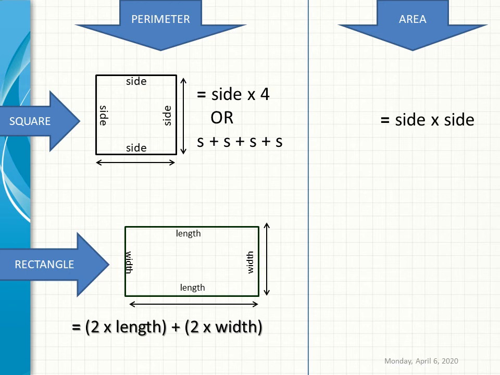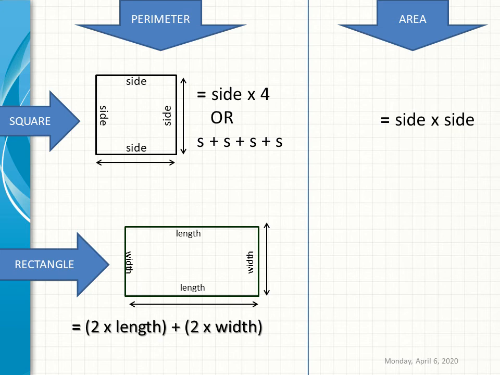Another thing you can do is to add length plus length plus width plus width. It will give you the perimeter of a rectangle. Let's see the area. The area of a square is side times side. Do not forget, perimeter is side times 4 because it adds all the sides of a square together. But the area is side times side.